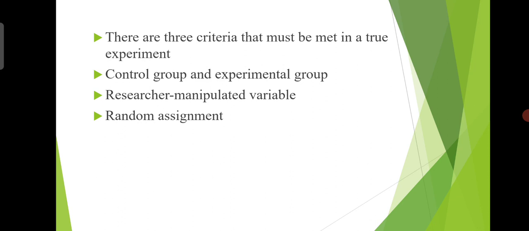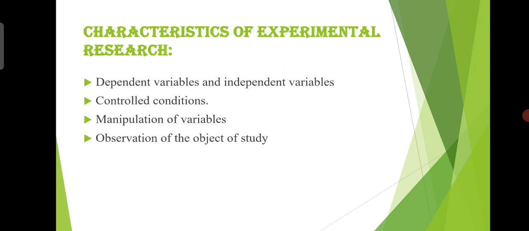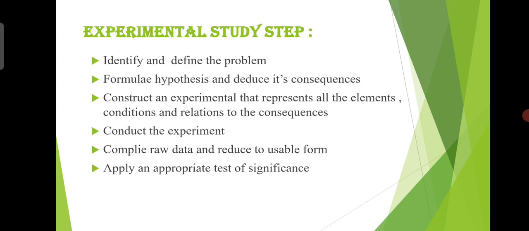There are three criteria that must be met in true experimental research: control group and experimental group, researcher manipulated variable, random assignment. Then characteristics of experimental research: dependent and independent variables, controlled conditions, manipulation of variables, observation of the object of study. These are the characteristics of experimental research. Then experimental research study steps.